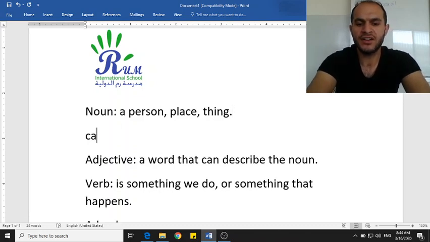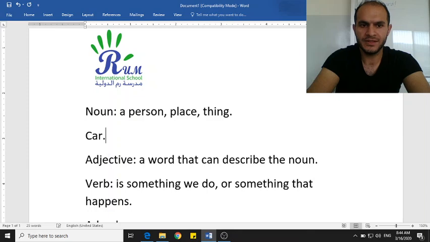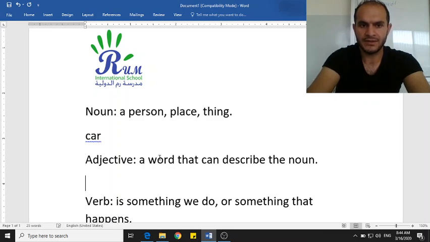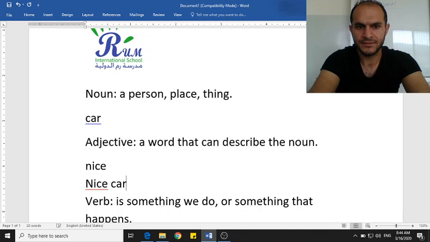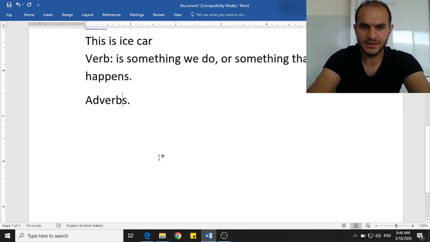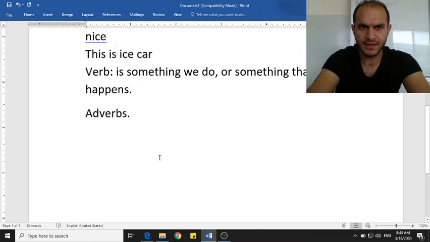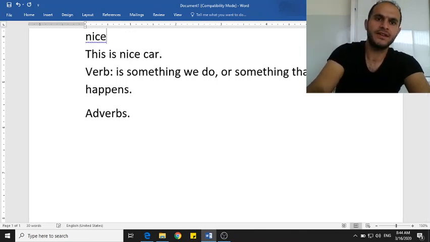A noun is like car, right? We can use an adjective to describe the car. We can say nice. And we can put these together and we can say nice car. Or to put this in a full sentence, this is a nice car. Let's go over this one more time.